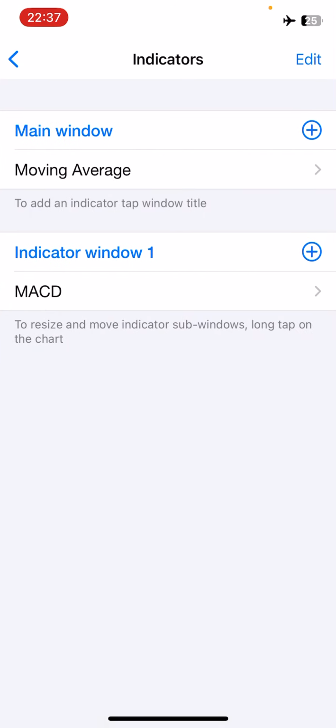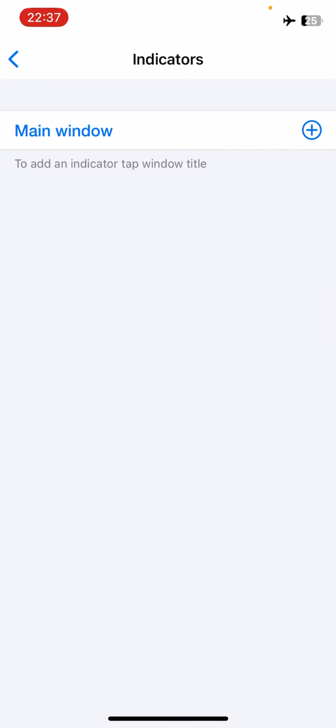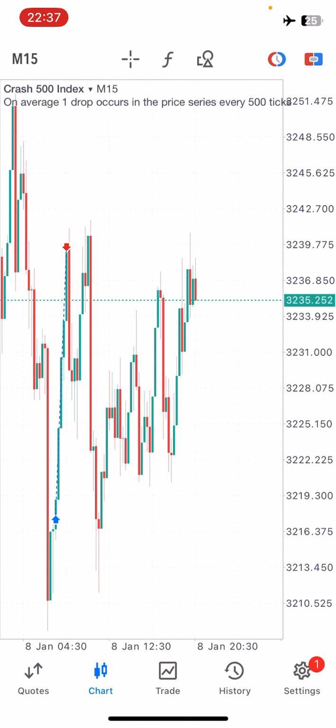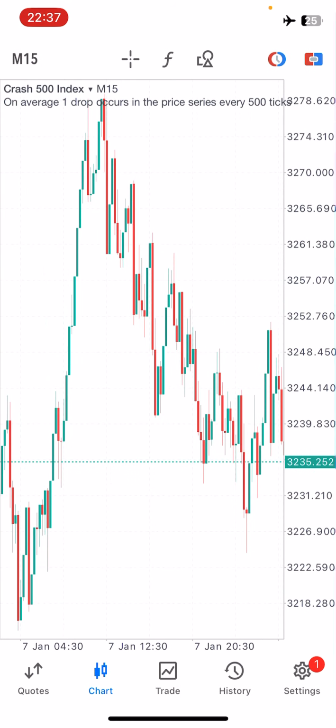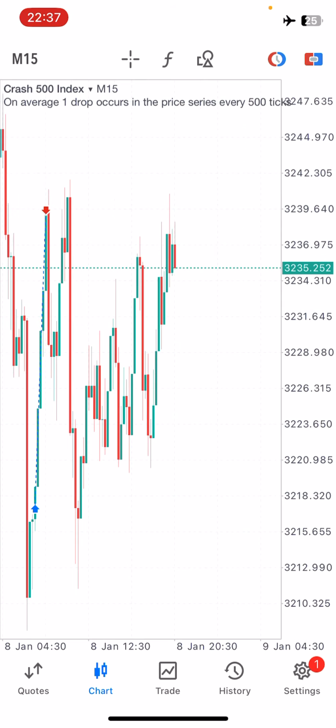I'm going to remove all the indicators that I have right now. All right, and as you can see, I now have a blank chart. We're currently looking at Crash 500, so we're going to be analyzing Crash 500 first and see how it works. Okay, so here's the step-by-step process of installing this strategy.